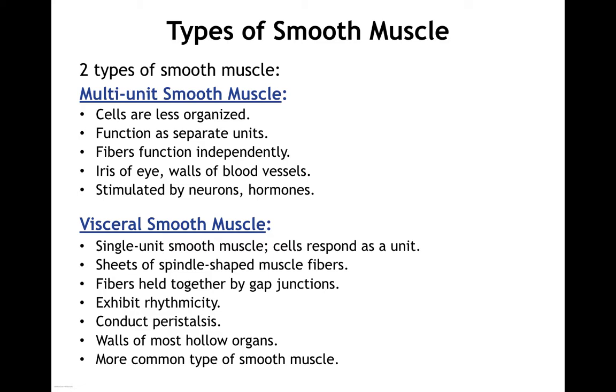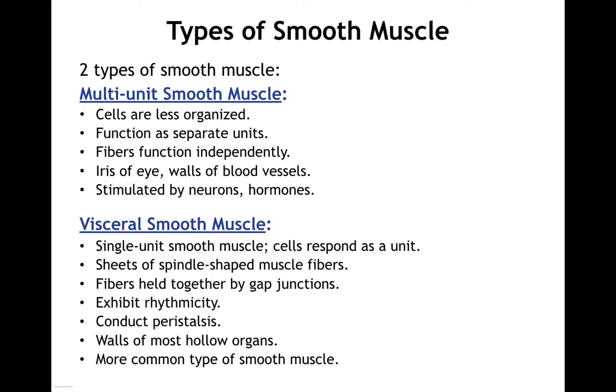Smooth muscle can either be a multi-unit smooth muscle or a visceral smooth muscle. In multi-unit smooth muscles the cells are less organized. They function as separate units. Their fibers function independently. We find these in the iris of the eye and the wall of blood vessels. They are under the control of neurons and hormones.